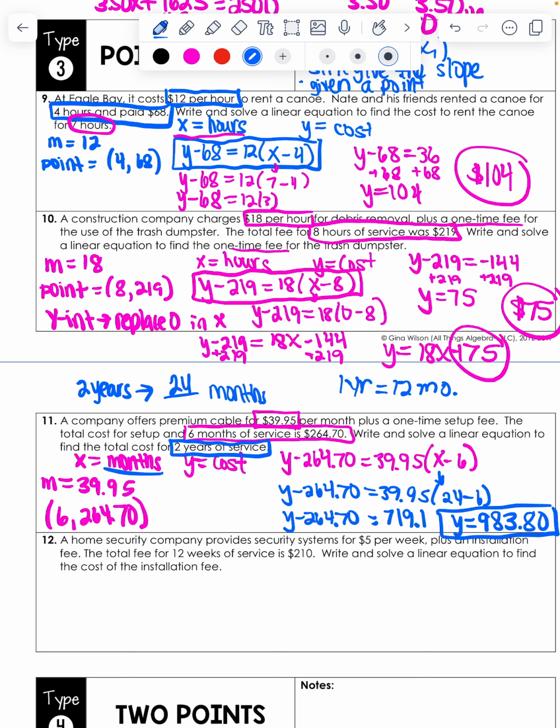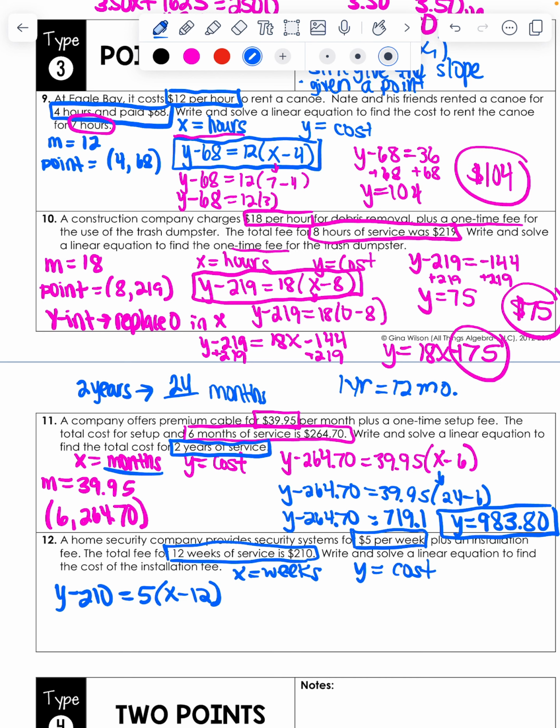And then number 12, we've got a security system, $5 per week, plus an installation fee. The total fee for 12 weeks of service is $210. Write and solve a linear equation, and so on. Okay, so X is going to be weeks, and Y is going to be cost again. They give us the slope is 5, and the point is 12, 210. So Y minus 210 equals 5 times X minus 12 is our equation.